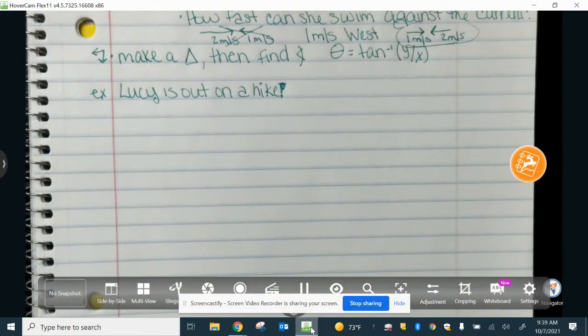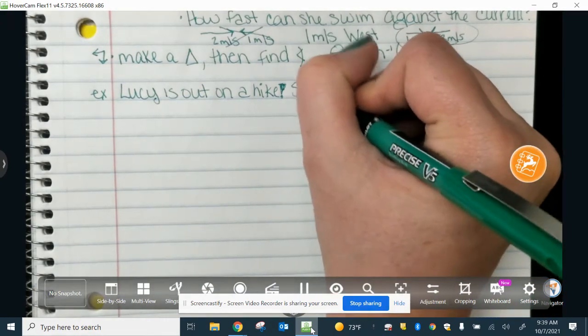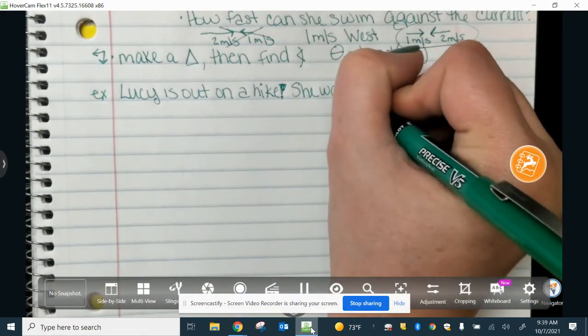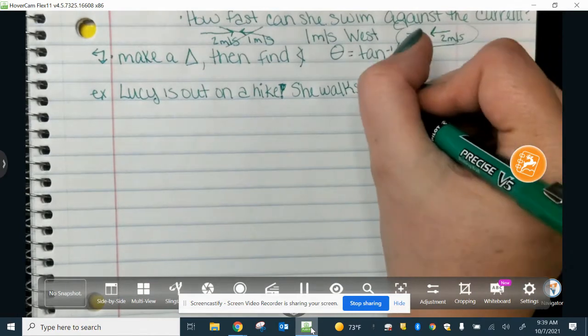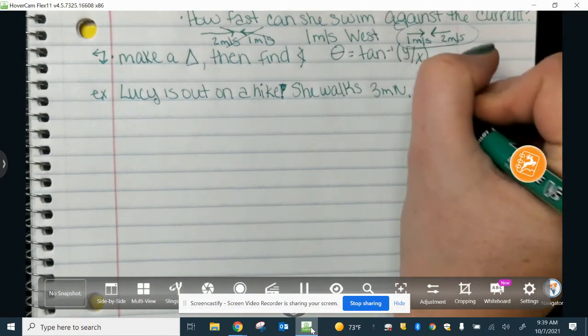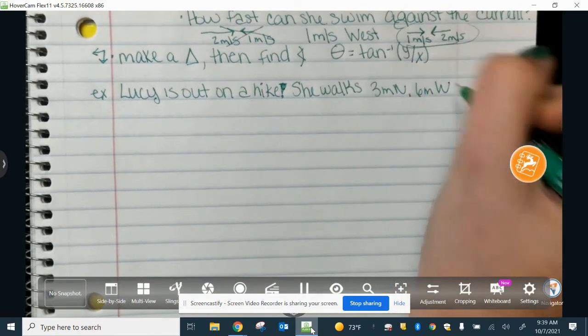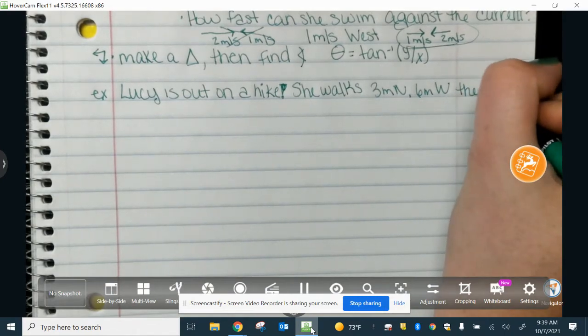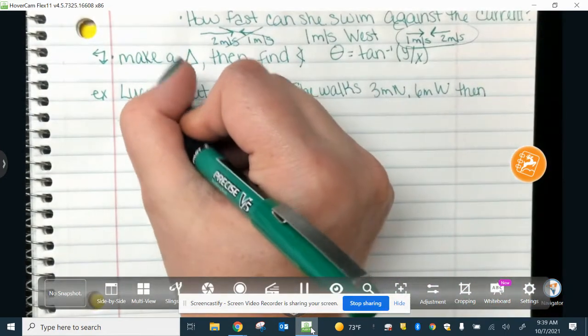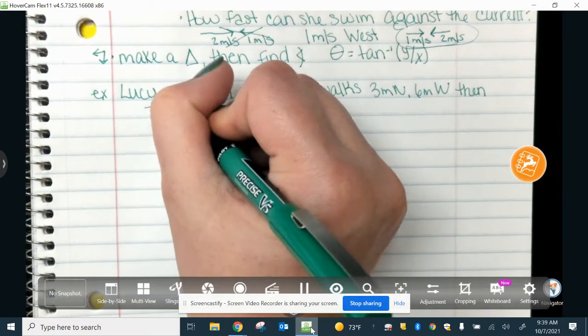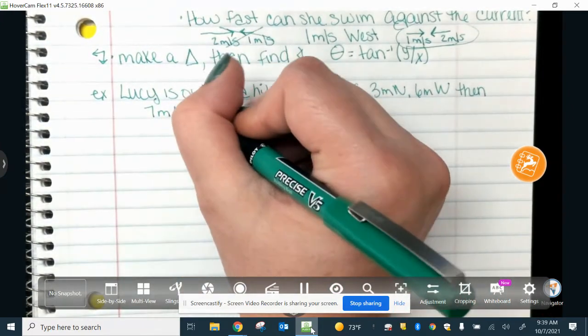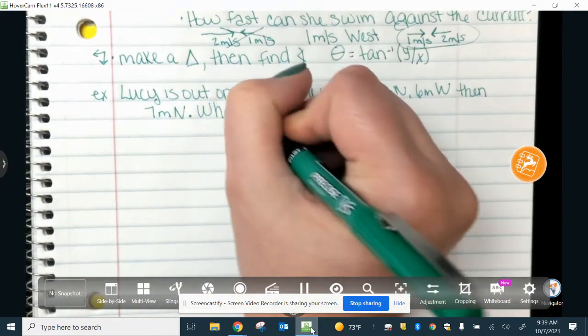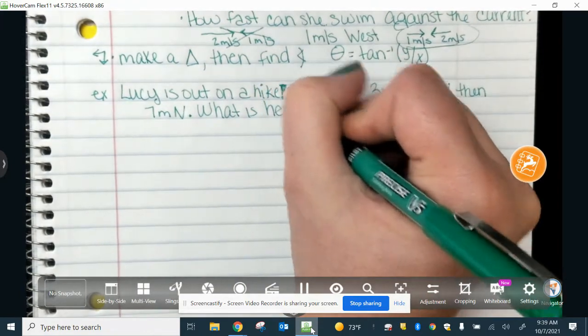Lucy gets to go on a hike. She's very excited about going on a hike. She walks 3 meters north, 6 meters west, then 7 meters north. What is her displacement?